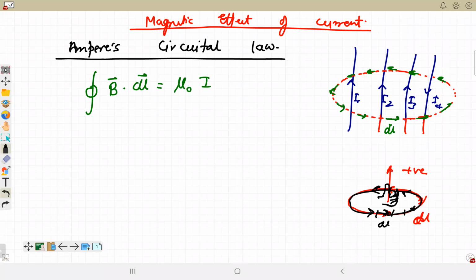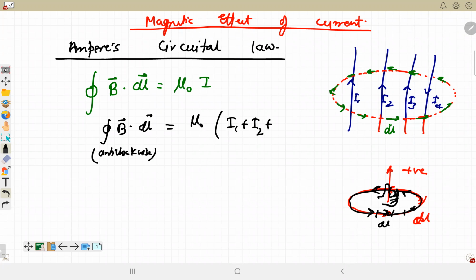In anti-clockwise integration, out of the plane current will be positive. So in this particular example, if we are taking this integration on an anti-clockwise circle, the current which is coming outside is positive. I1 is coming out of the plane, I2 is coming out of the plane, I3 is coming out of the plane, so all will be positive. I4 is going into the plane, so that will be taken with negative sign.